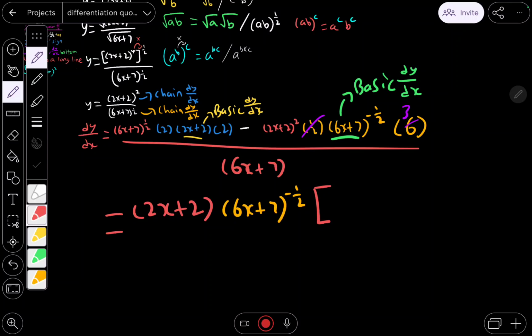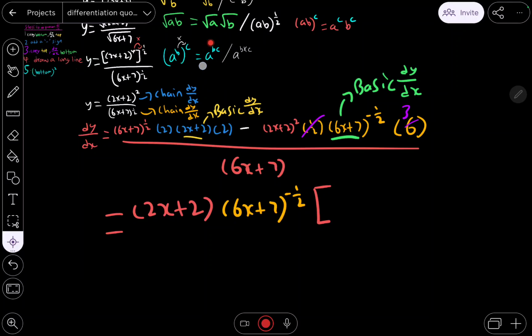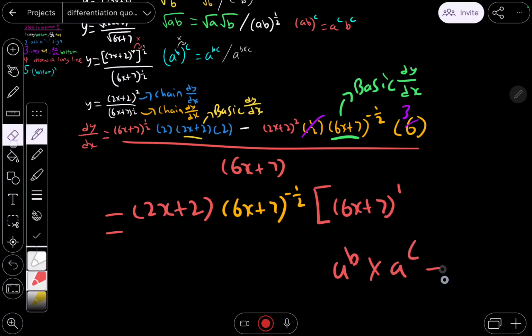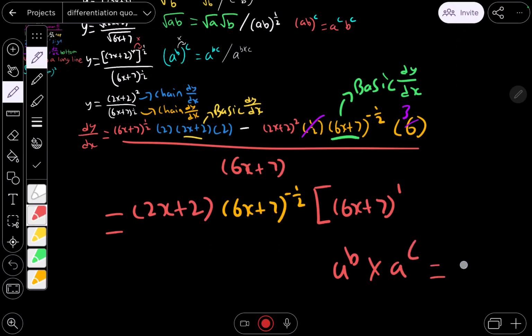Remember, ABC, which is the same as ABC. The one here, the one that is with the laser. We know that this is indices, so times will be plus. Let me emphasize again: it'll be a 6x plus 7, one set, because AB times AC, with indices, is AB plus B plus C. And negative half plus 1 is just half. Okay?